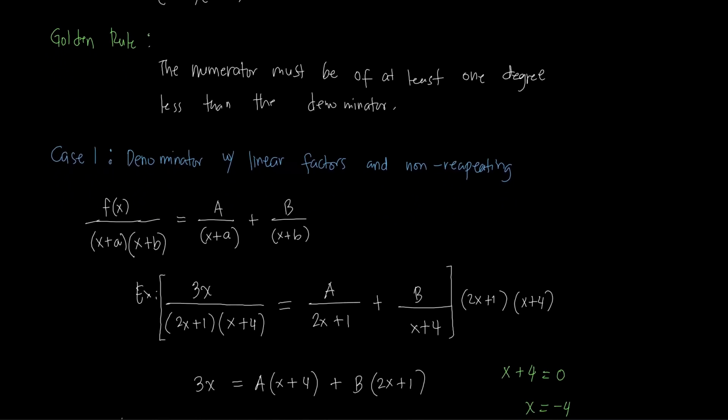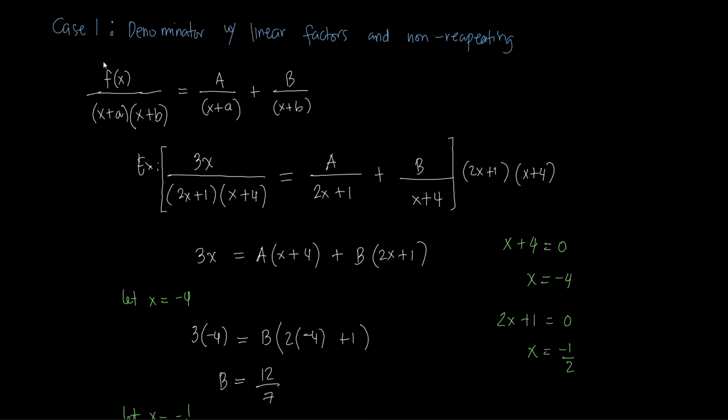Golden rule: the numerator must be at least 1 degree less than the denominator. So it should be lower in degree. If it is equal or greater in degree, you have to perform long division first. Then we have case 1. We discussed case 1, where the denominator is linear factors, non-repeating. For example, it is linear in the form of ax plus b. So we can decompose it like this.